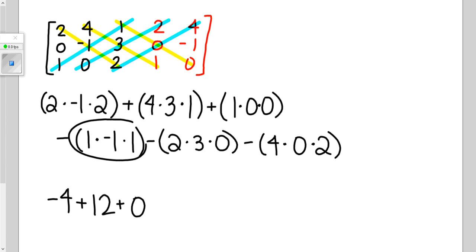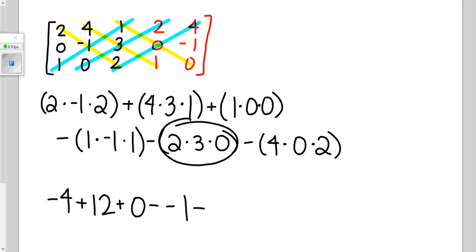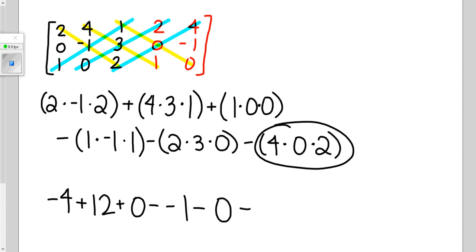Now I'm onto my blue diagonals, so it's subtract. 1 times -1 is -1, and -1 times 1 is again -1. On to the next one. 2 times 3 is 6. 6 times 0 is 0. And the last one. 4 times 0 is 0. And 0 times 2 is 0. So that looks a little bit better for me now.